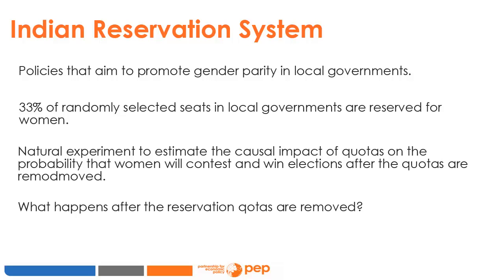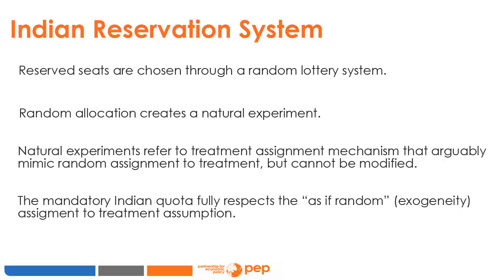Few dispute that gender-based electoral quotas increase women's representation while they are in place. The open question is, what happens after the reservation quotas are removed? A convenient feature of the Indian system is that reserved seats are chosen through a random lottery system. A seat might be reserved for women in one election and then open to anybody in the following election. This random allocation rule creates a natural experiment. Notice that natural experiments are not necessarily associated with natural events, biological or meteorological incidents exempt of human intervention.